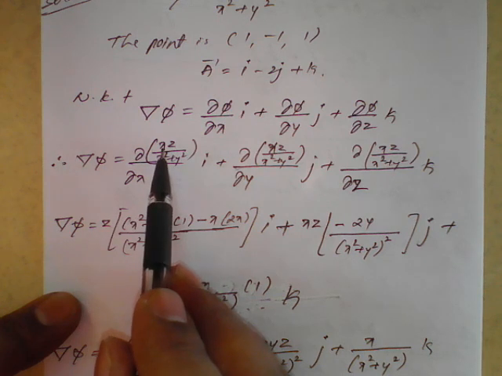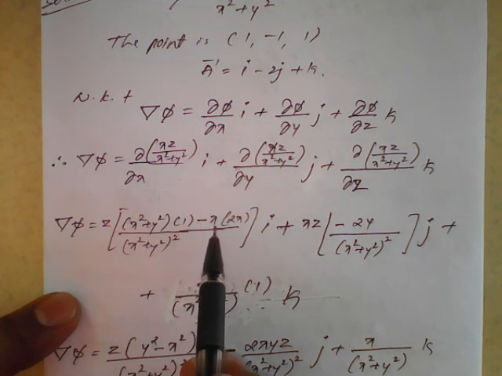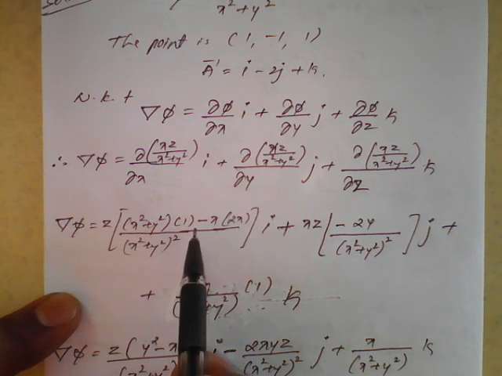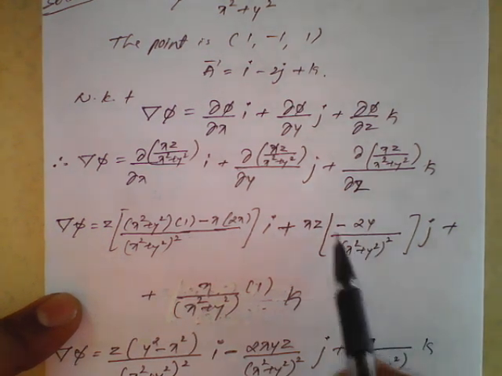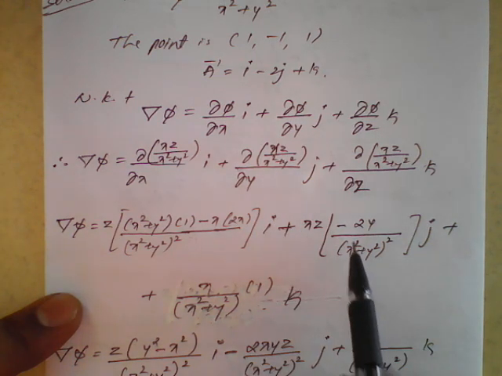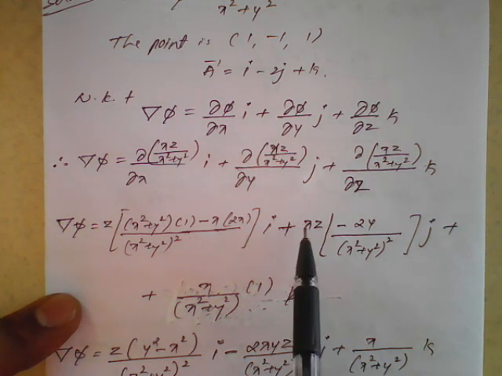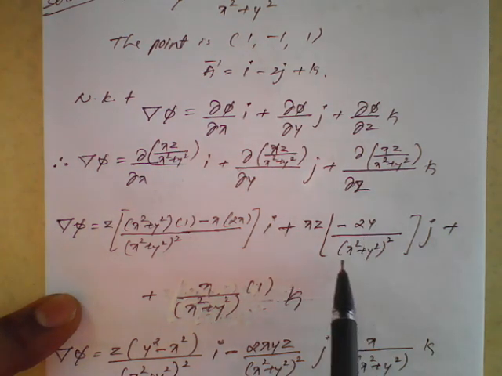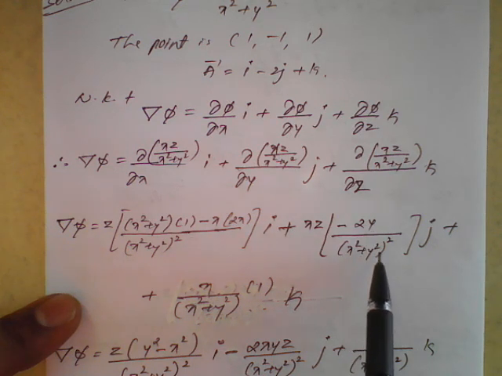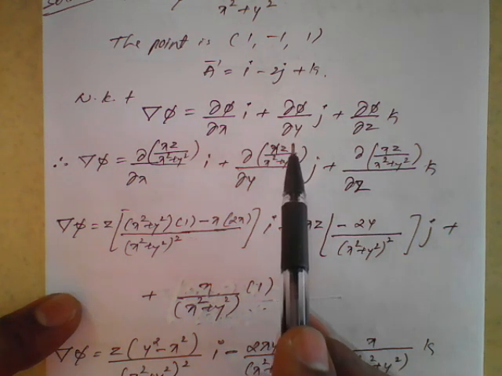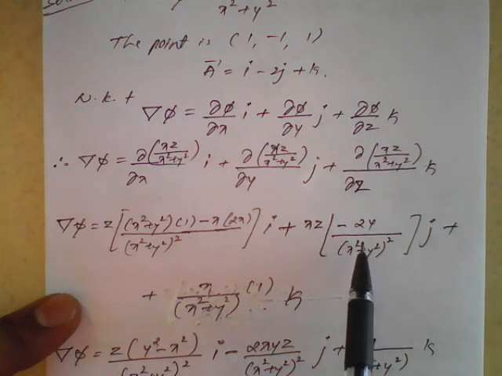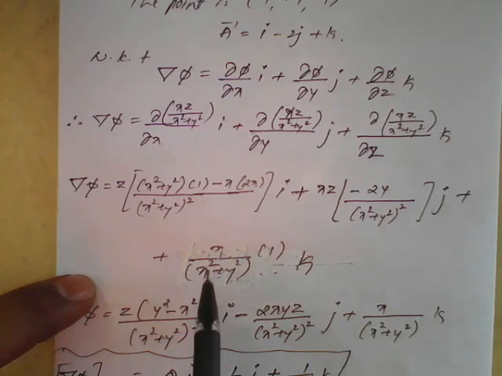So the differentiation of x with respect to x is 1, minus x into the partial derivative of this bracket, which is 2x. On simplification, keep this one as it is. Similarly, in the second term, x and z are both constant, so we have 1 upon x square minus y square. The partial derivative of 1 upon x square minus y square will be minus 2y upon (x square plus y square) whole square. You need to apply the quotient rule for 1 upon x square minus y square. You will get this result for j, plus the third term.